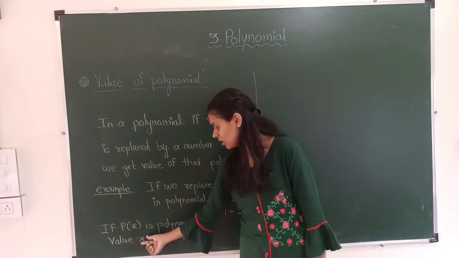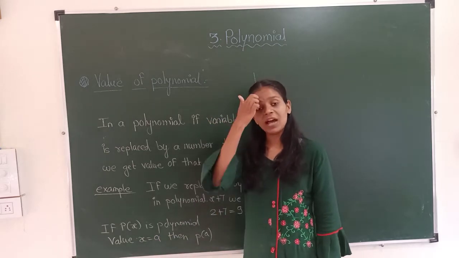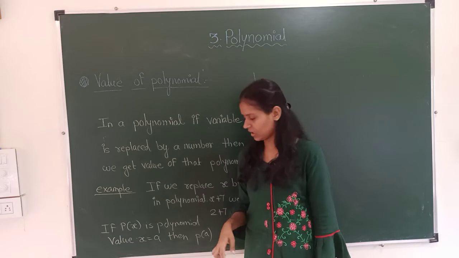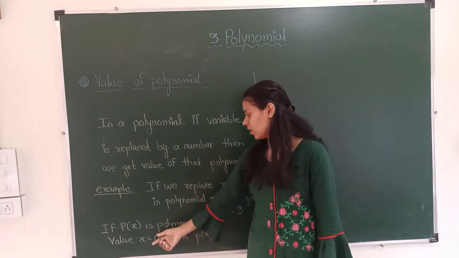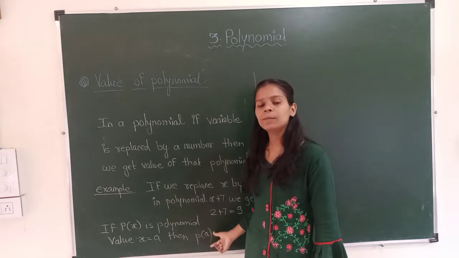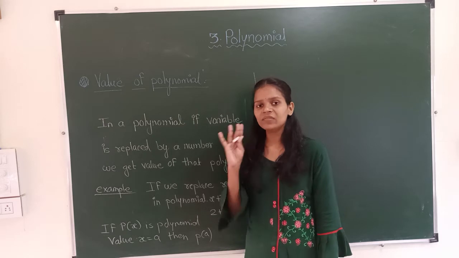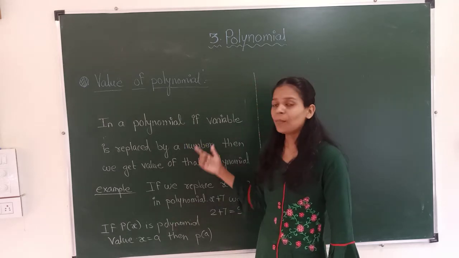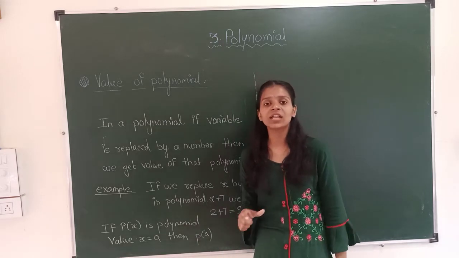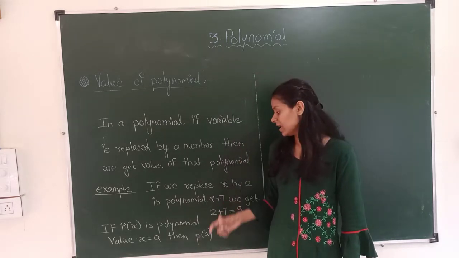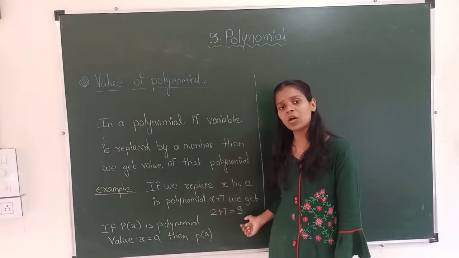Now the value of x is equal to a. Suppose p(x) is the polynomial and we replace x by a, so how will we write it? p of a, because a is the value of x. Are you getting what I am talking about, friends? In a polynomial, if we replace the variable by any particular value, it is called the value of a polynomial. Here we replaced x by 2 and got the value of the polynomial as 9.